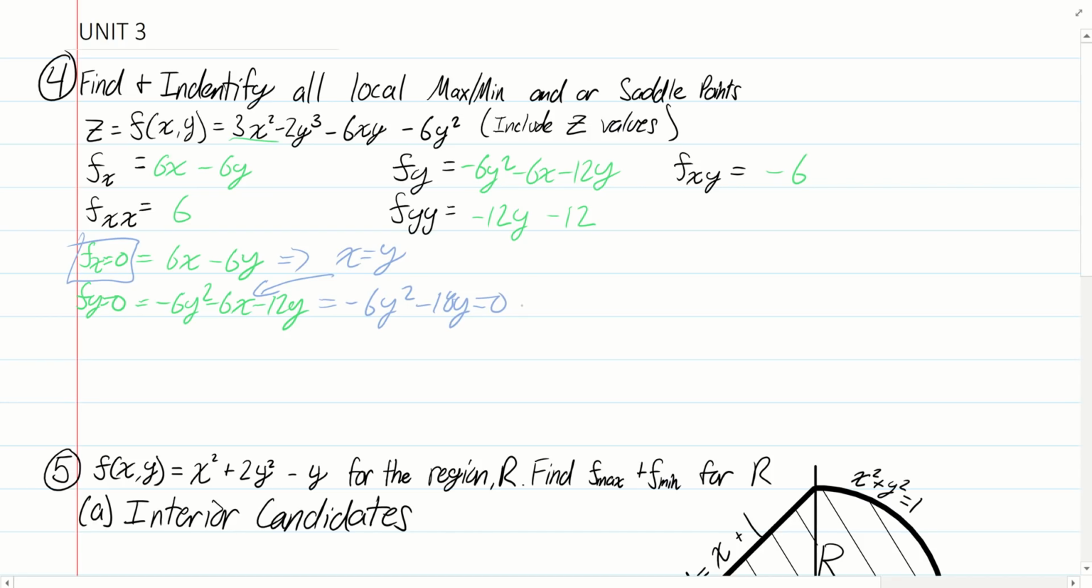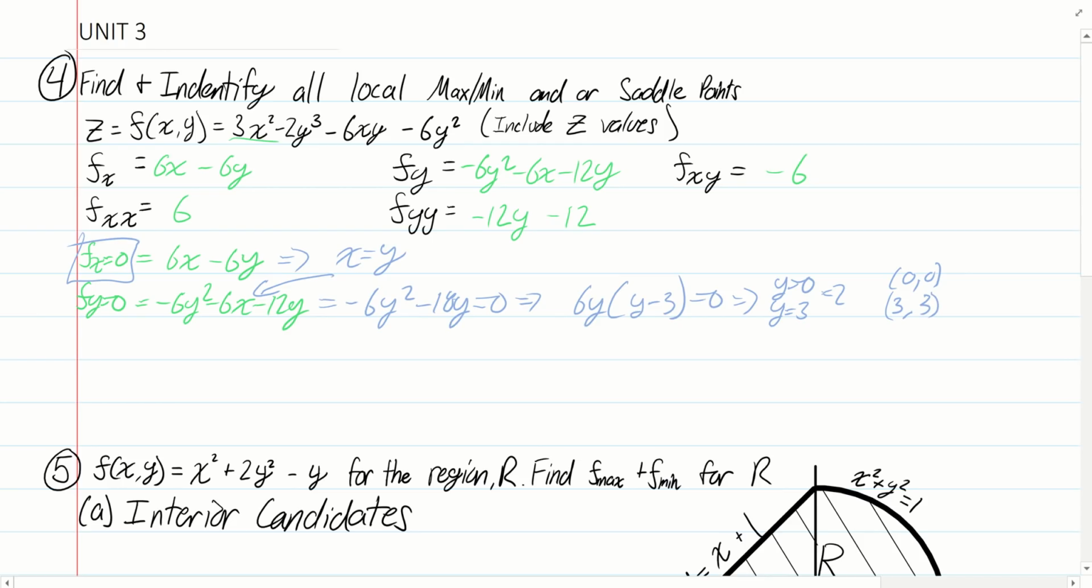So then we can factor this out. We'll pull out a 6 and a y, so we have 6y times y minus 3 equals 0. So this implies y equals 0 or y equals positive 3, because those are the only two values that set it equal to 0, which then implies that our points are going to be 0, 0 and 3, 3.